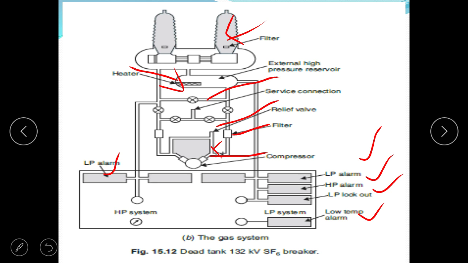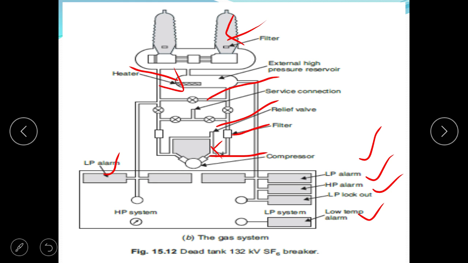So in the gas system, the SF6 gas system is employed in an SF6 circuit breaker. Since the gas is costly, it is reconditioned and reclaimed after each operation of the breaker. Necessarily, an auxiliary system is provided for such purposes.